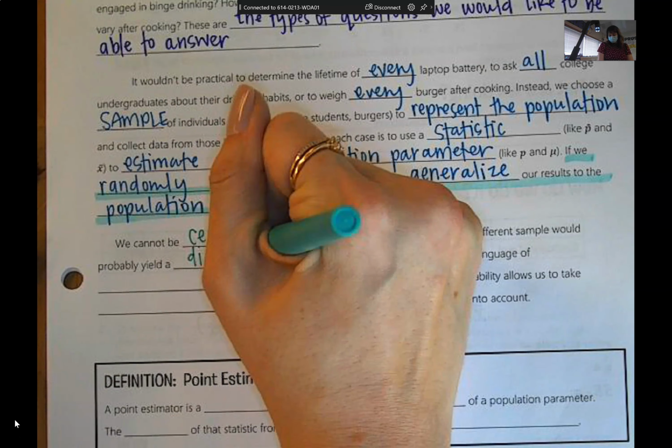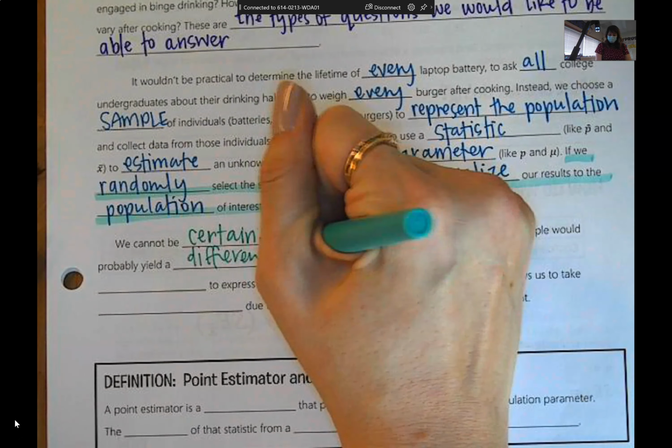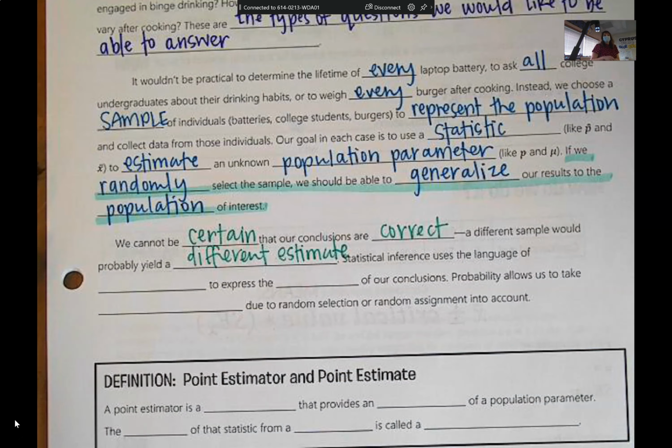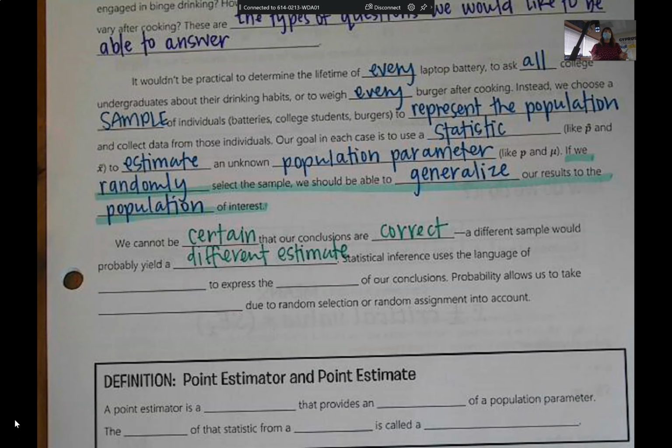So you were tested on this idea in the last unit, and it's sampling variability. If we looked at 50 college undergraduates and calculated the percent of them that binge drink, we would probably get a different percent if we did another 50 college undergraduates. Our first one might be 42%, but the next one might be 44%. And that's normal and okay. Because of that, we can't be certain that our estimate is the true population estimate.